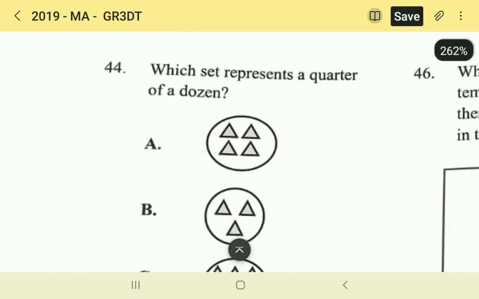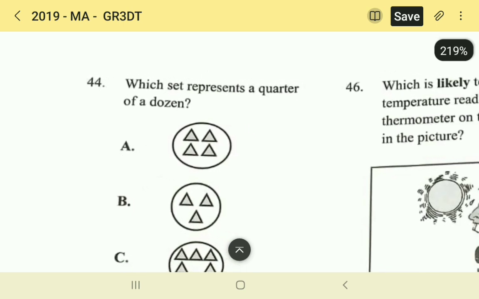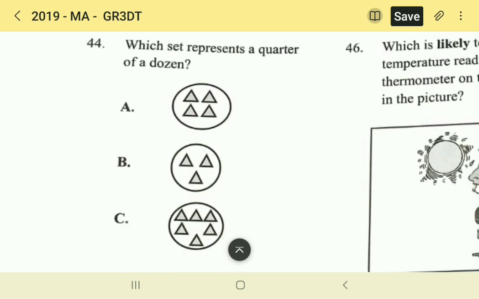This one is a repeat. I don't even have to read it. For my CVs, I know. Repeat. Alright? Shout out repeat. Which set represents a quarter of a dozen? Same question, same shapes, same thing, same setting out.